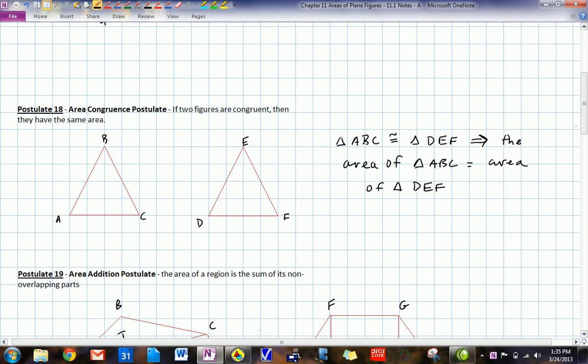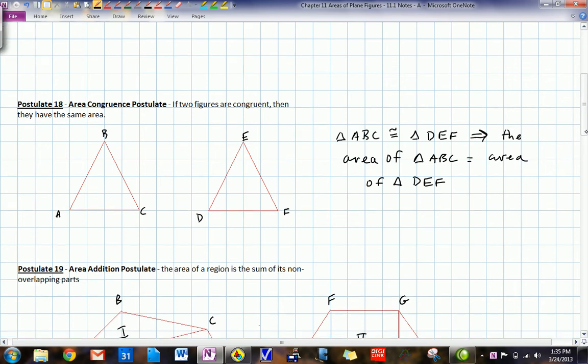All right? So I've drawn a couple of triangles here, triangle ABC, triangle DEF, tried to make them look like they're congruent. And if in fact they are congruent, then the area of triangle ABC is equal to the area of triangle DEF. Note that the converse of this is not necessarily true. If we have 2 figures that have the same area, they don't necessarily have to be congruent. For example, we could draw a circle that has an area of, let's say, 4 square units, and then draw a square that has the same area. But certainly those two are not congruent. Circles and squares are not the same shape or same size.